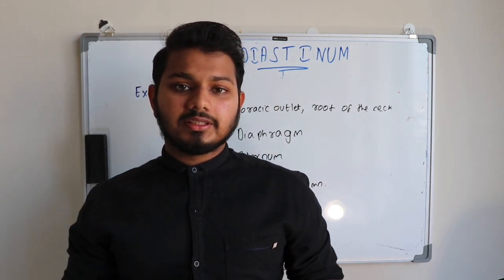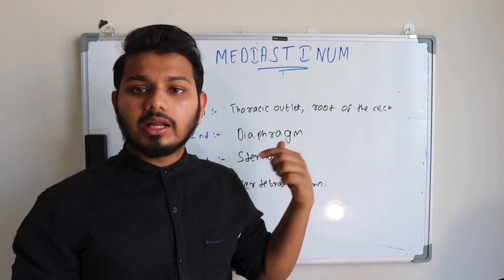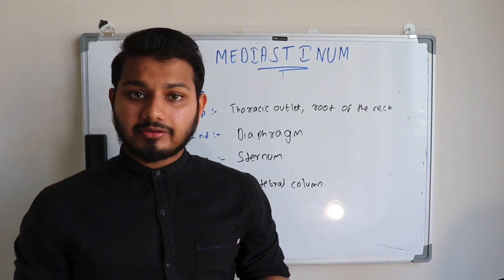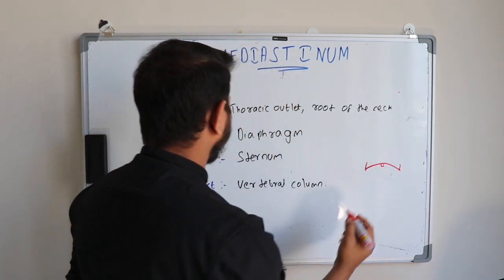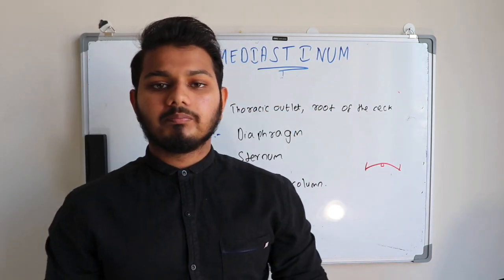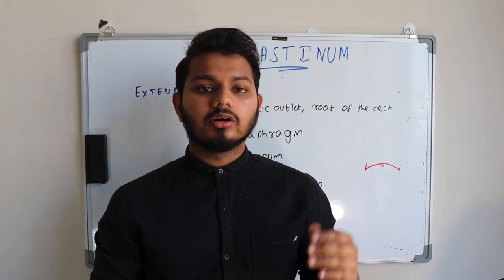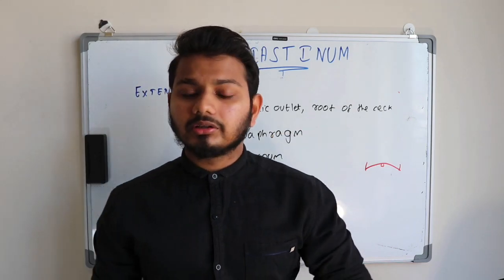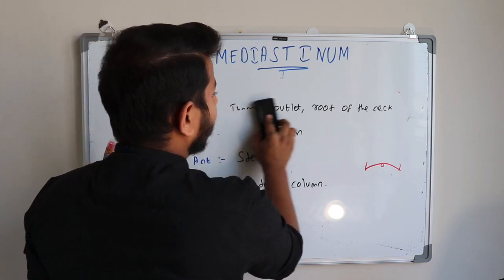So, the mediastinum extends superiorly from the thoracic outlet and the root of the neck. Inferiorly there is the diaphragm, which is dome shaped. Anteriorly we have the sternum and posteriorly we have the vertebral column. The contents of the mediastinum include the trachea, esophagus, sympathetic trunk, vagus nerve, phrenic nerve, etc. We'll be going through that later.